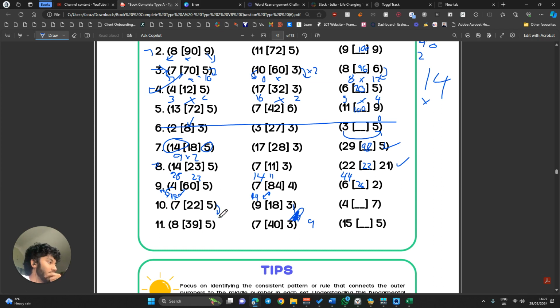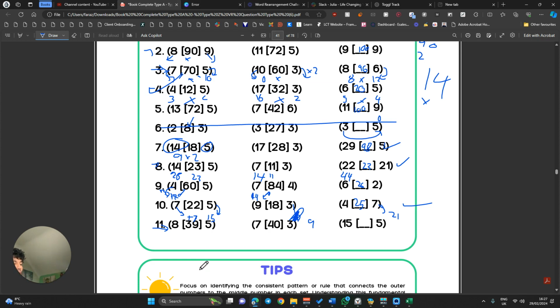So if we times this one by 3 to get 15, and we add the 7, there we go. That's going to be it. So our rule is to times it by 3 and then add the 4, which is going to give you 25. Okay, and that's going to be our answer.